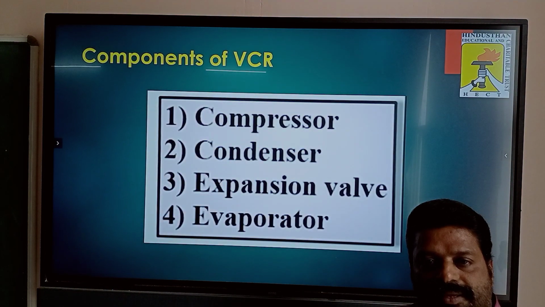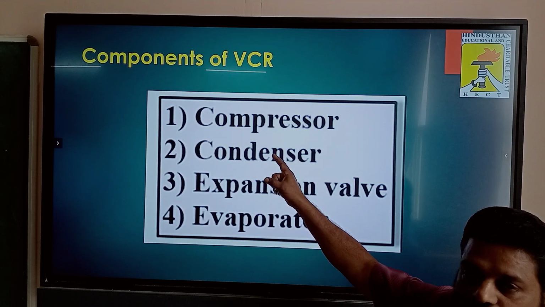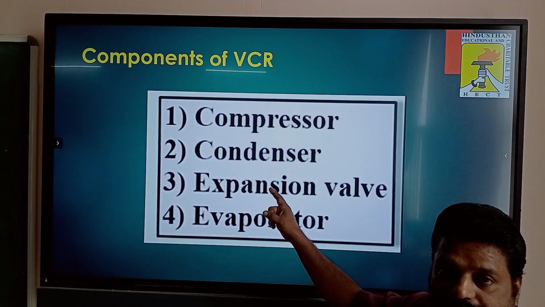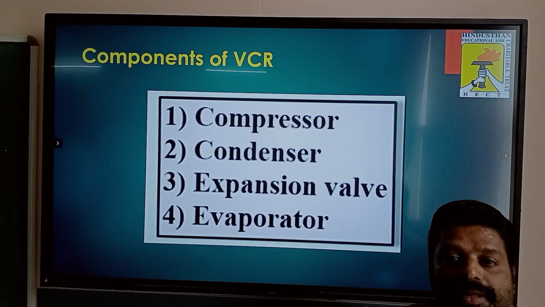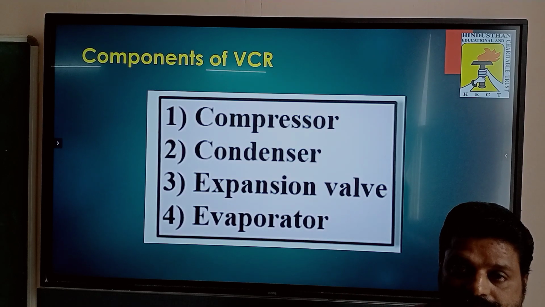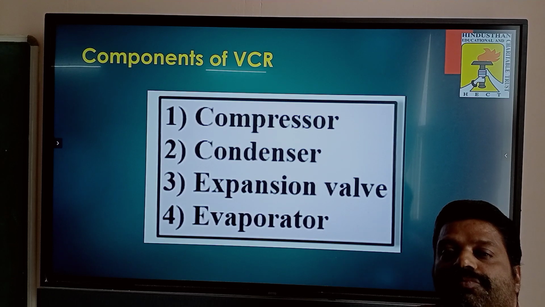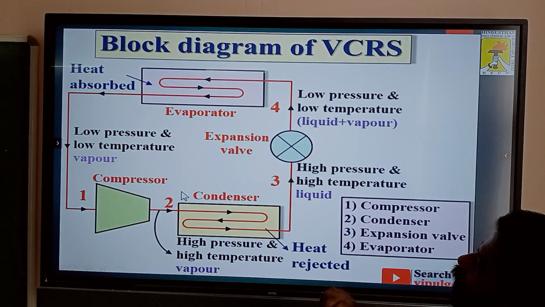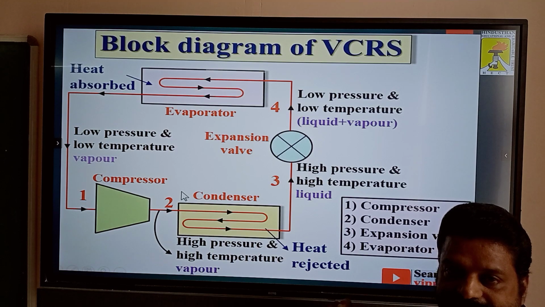The main components of the vapor compression refrigeration system are: the first one is the compressor, the second one is the condenser, the third one is the expansion valve or capillary tube, and the fourth one is the evaporator. These four components are very important in the vapor compression refrigeration system. This is the block diagram of the vapor compression refrigeration system.